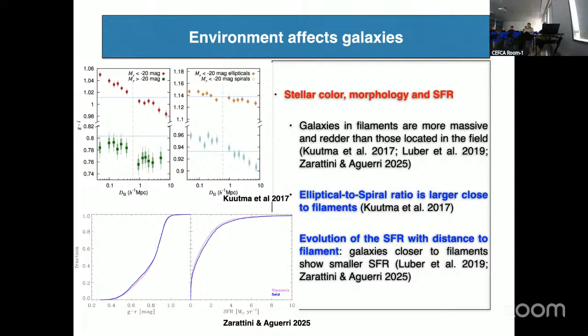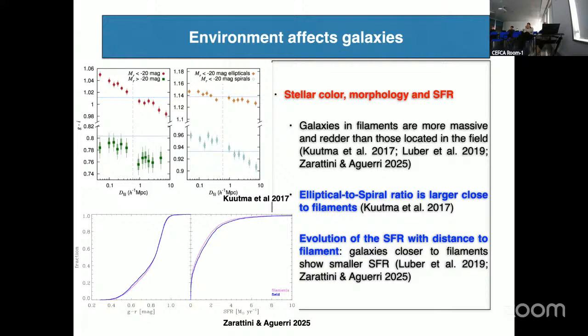And you can see in this paper from Goodman et al. that the color of the galaxies is evolving, getting redder and redder when the galaxies are closer to the filaments. It's very clear for bright galaxies, brighter than -20. It's not so clear for the dwarf galaxies.